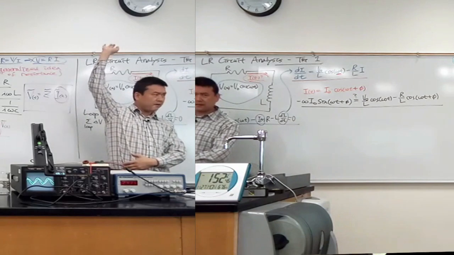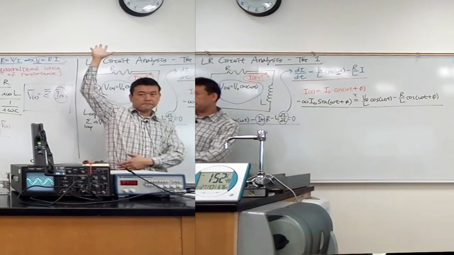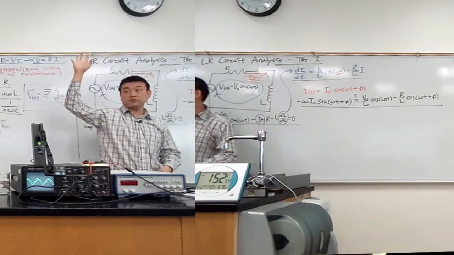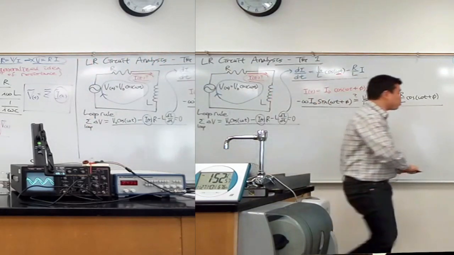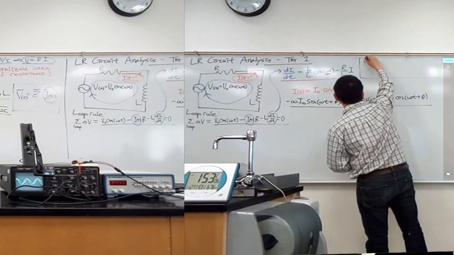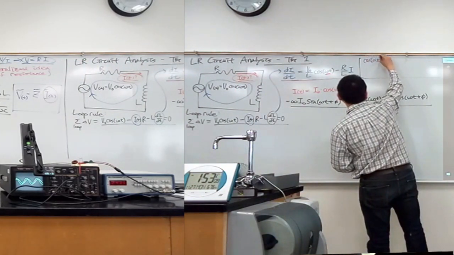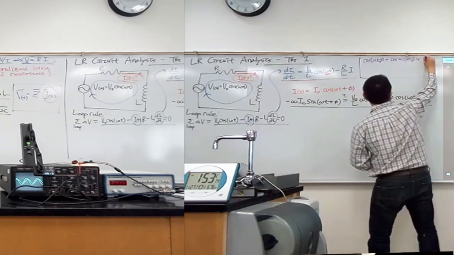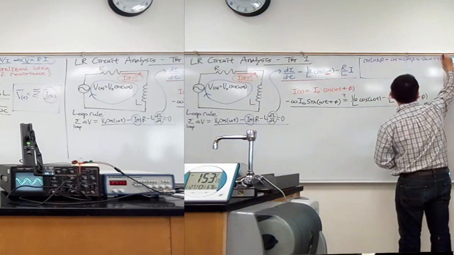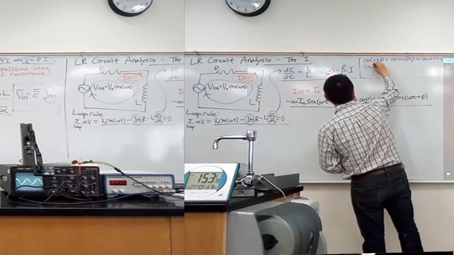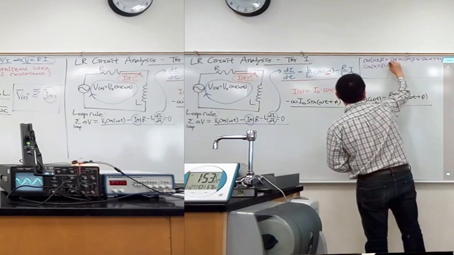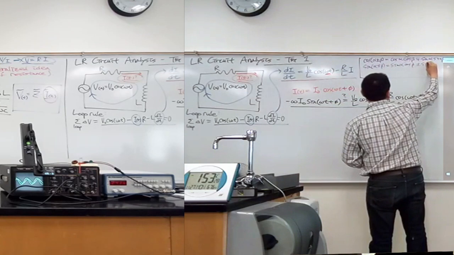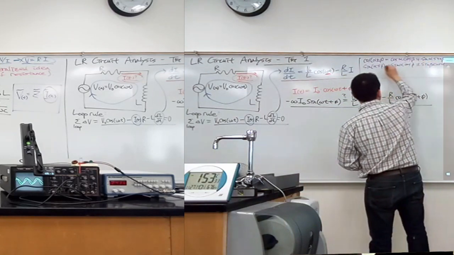Everyone here remembers the sine and cosine angle addition formula? If you have not yet memorized it, I really recommend that you commit it to memory. This is the single most important trigonometric identity: cosine of alpha plus or minus beta is cosine alpha cosine beta, minus or plus sine alpha sine beta. Sine of alpha plus or minus beta is equal to sine alpha cosine beta, plus or minus sine beta cosine alpha.